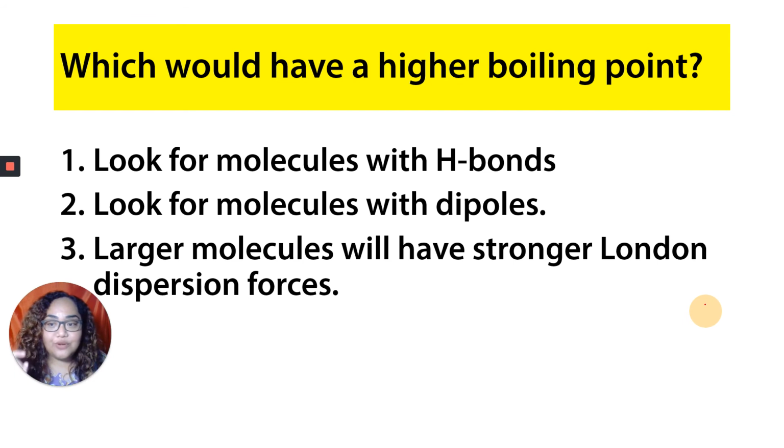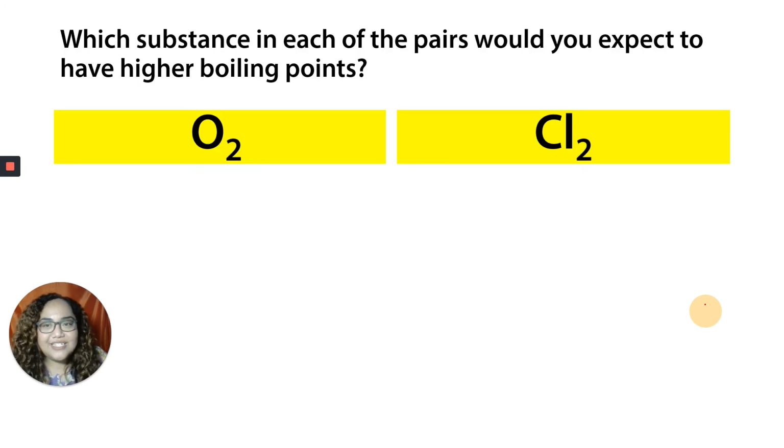Larger molecules will have stronger London dispersion forces. So if you are confronted with two examples that both have the same IMFs, like the London dispersion forces, you're going to look at the atomic size of the molecule. Okay, so let's go here.